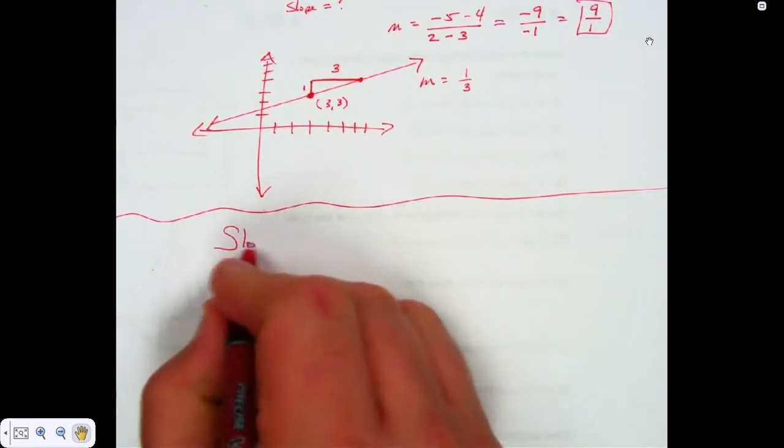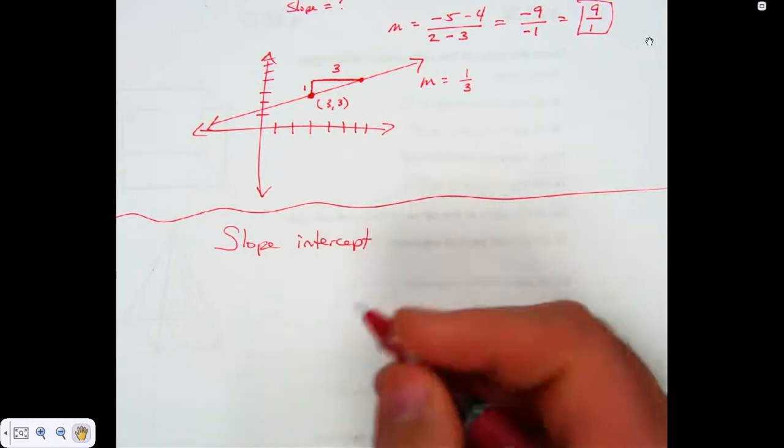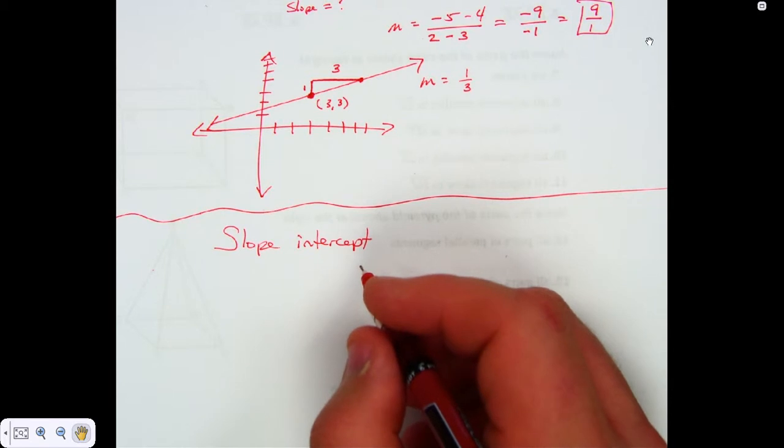Now, next thing to talk about, slope intercept form. What's going on back there? You've been messing with stuff ever since I started.